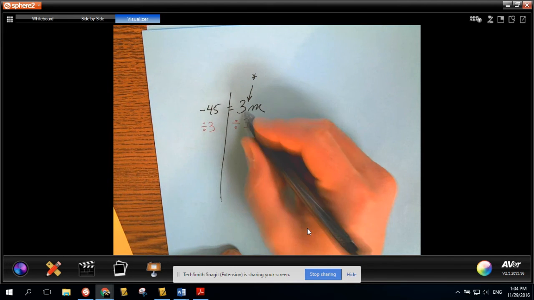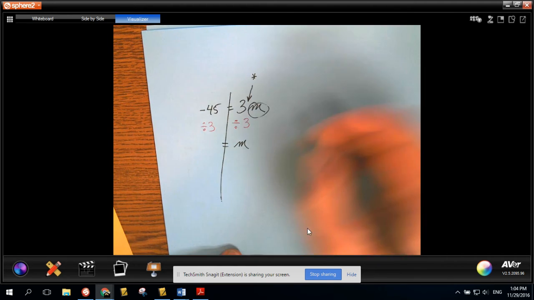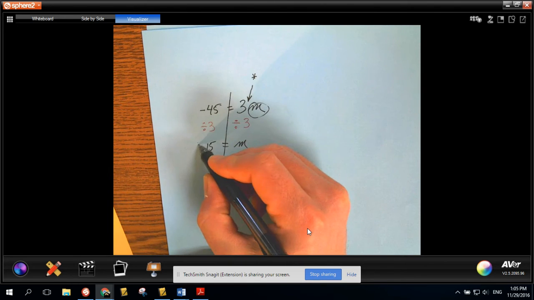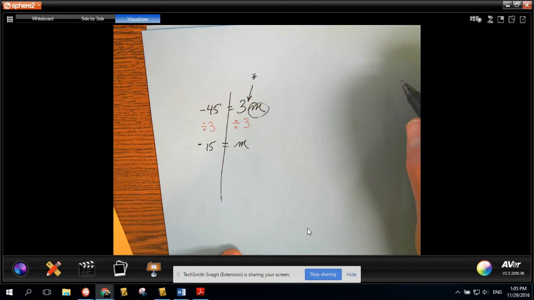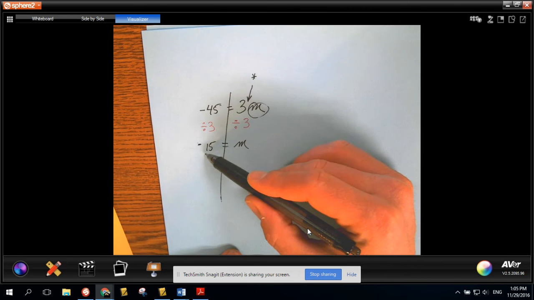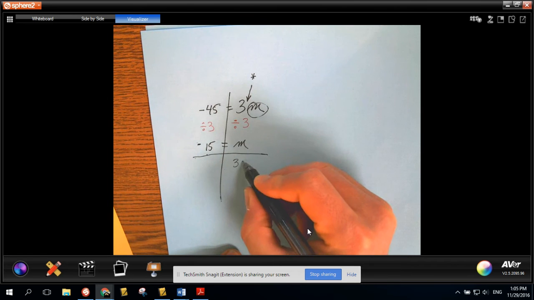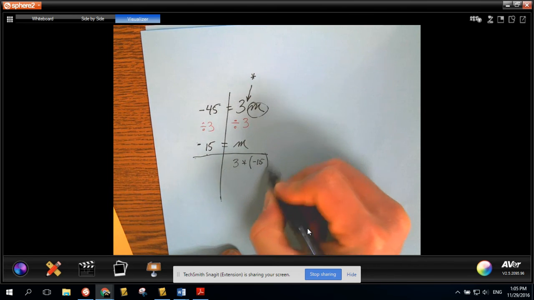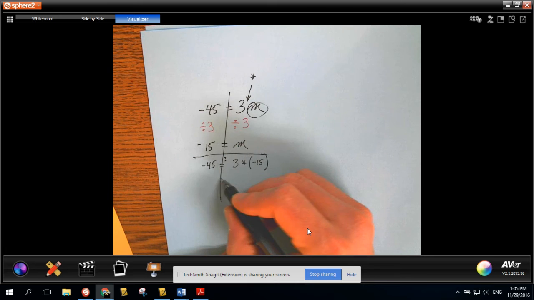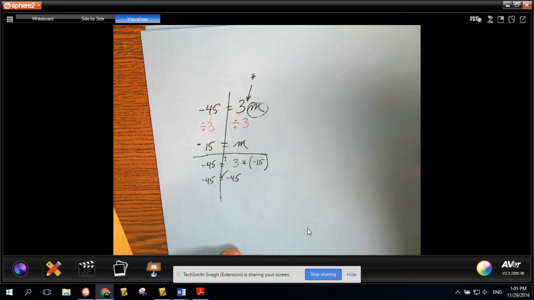3 divided by 3 is 1, leaving me with just 1m, or m. And then 45 divided by 3 is 15. Negative divided by a positive is negative. So my answer for that one is negative 15. 3 times what gives me negative 45? The what is negative 15. For your check, we substitute negative 15 in. And we bring down this, we simplify the left side, and we get our true math statement.